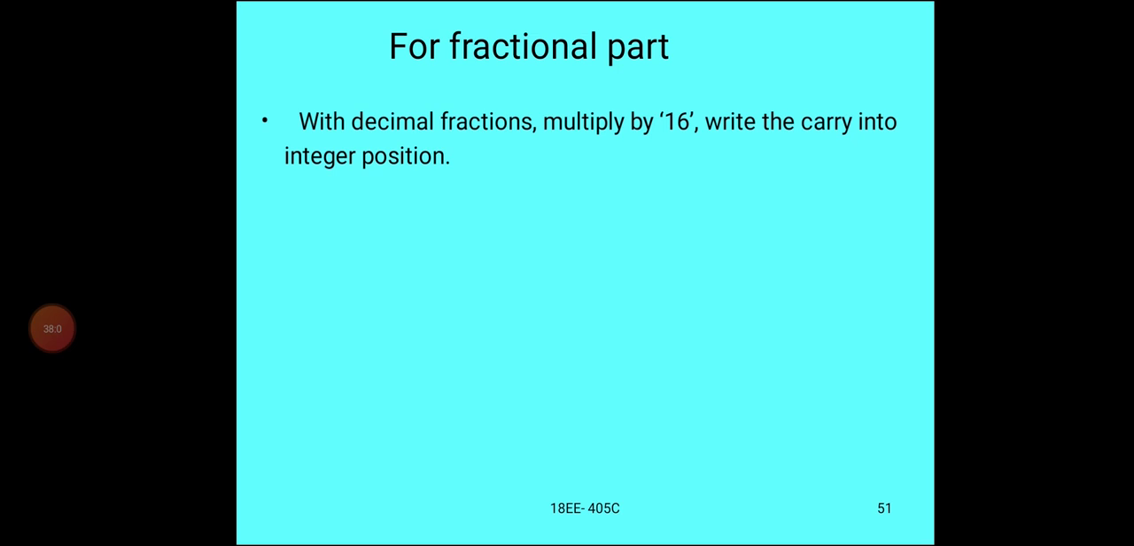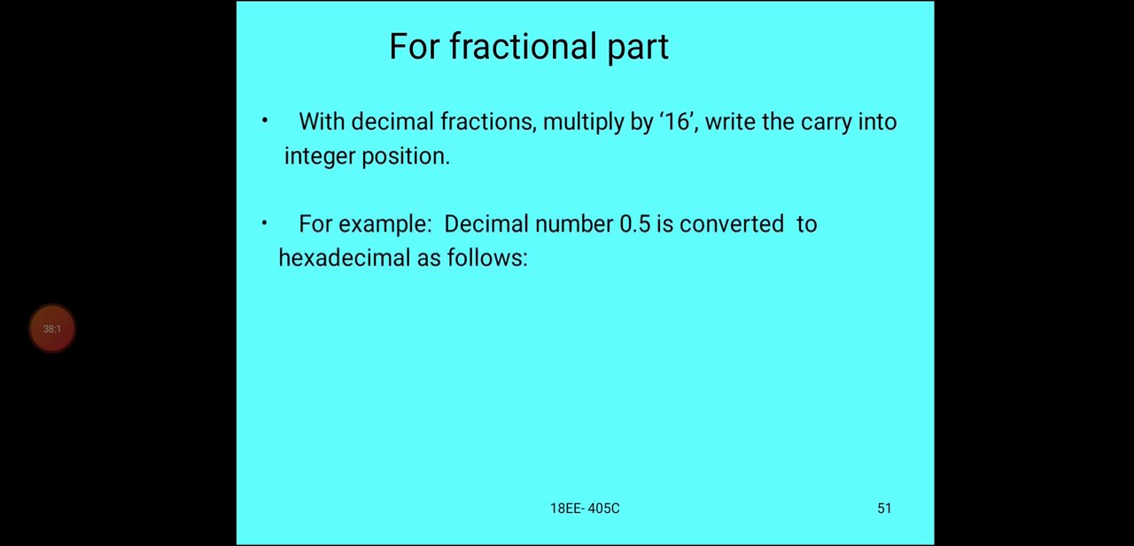For the fractional part of a decimal fraction, multiply by 16 and write the carry into the integer position. For example, the decimal number 0.5 is converted into hexadecimal as follows. 0.5 times 16 gives 8.0. So here the carry is 8. Therefore 0.5 of base 10 is equivalent to 0.8 of radix 16.